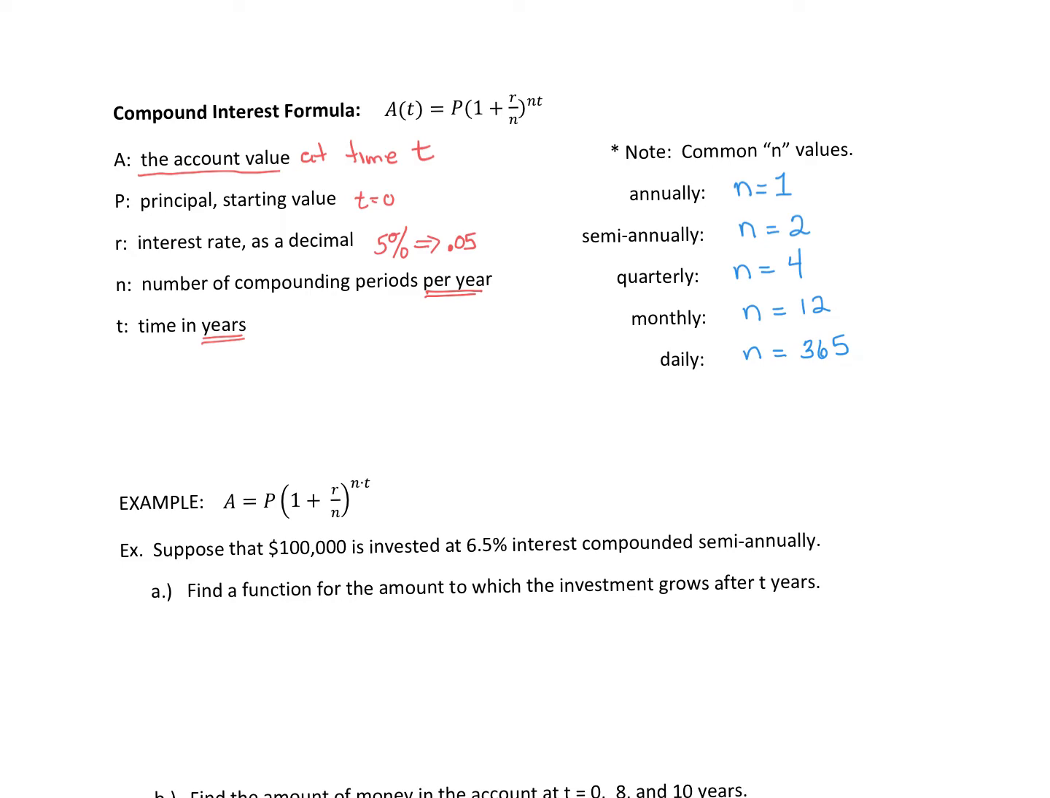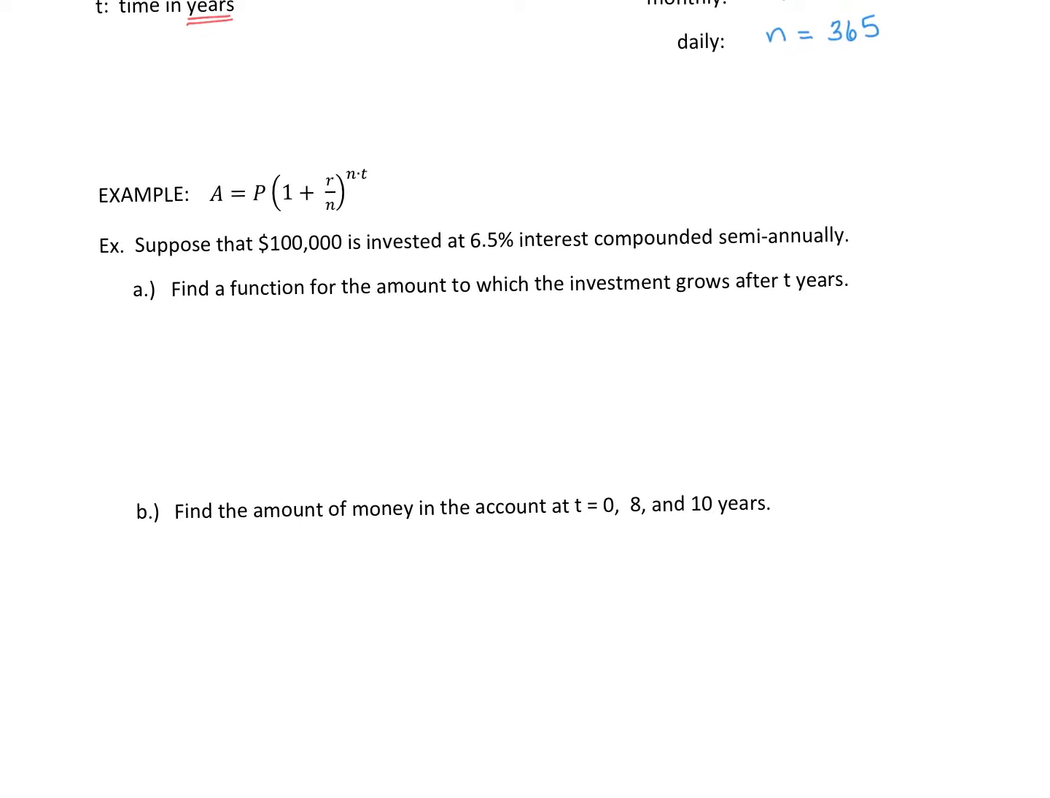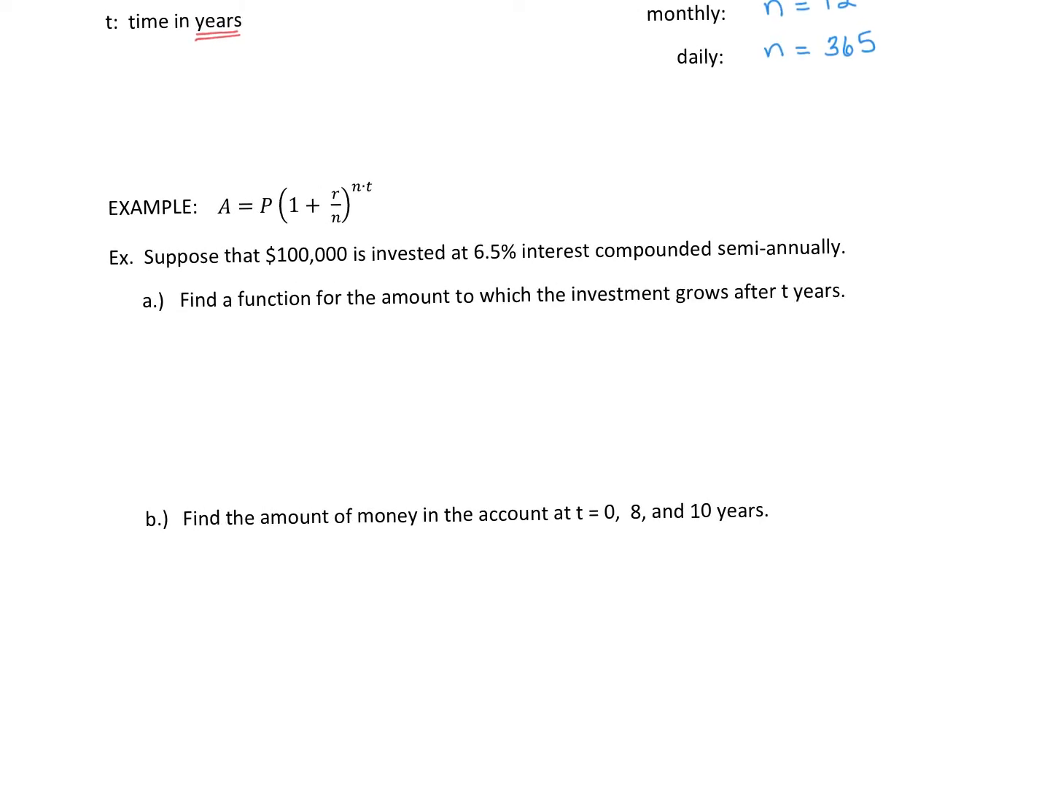So here is an example. Suppose that we invest $100,000 at 6.5% interest, compounded semi-annually. Find a function for the amount to which the investment grows after t years. So in this particular case, we're just going to find a function. So A of t, the amount at time t, is going to be our principal or our starting amount of $100,000.